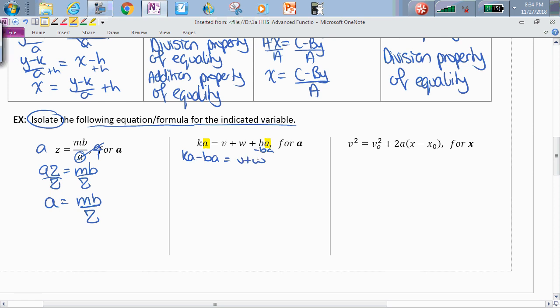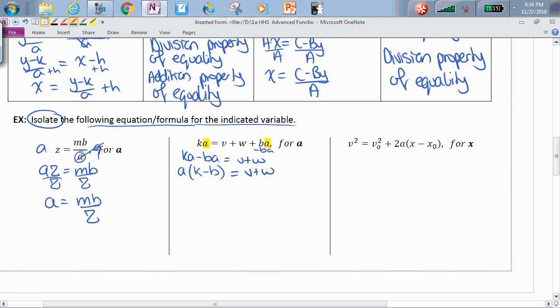So we're trying to get A on its own, so what we're going to do is a little trick here, we're going to factor out an A. So if we take an A out of the first term, we're left with a K. If we take an A out of this, we're left with a B. So remember, if we just distribute this back in, A times K is KA, A times B is BA.